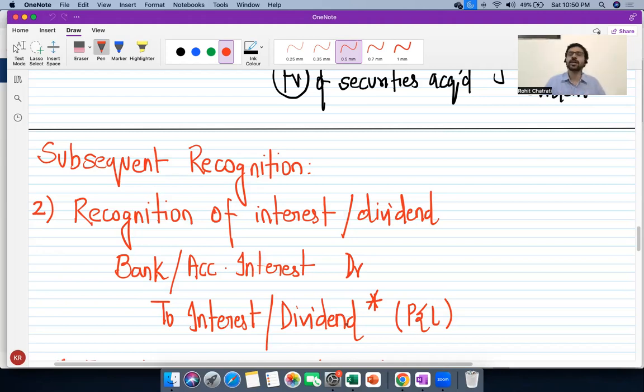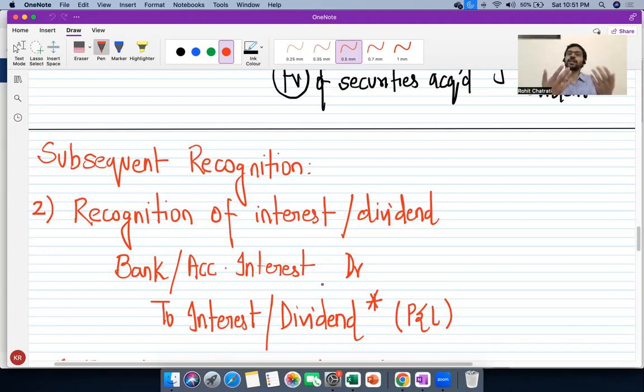Therefore, I debit bank account and I'm going to credit income. All right. Because it's obviously an income for me. I credit interest income or dividend income, which will eventually be shown in your P&L account. All right. These will be shown in the P&L account. If, let us say, I've not received the interest yet and I'm accruing it, then I create an asset called accrued interest.